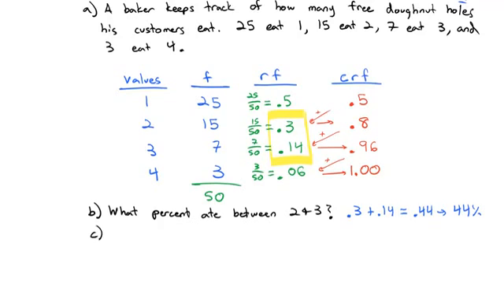How about what percent ate more than 3? Well, I'll highlight in pink, more than 3 just means 4, so that must be this last entry of 0.06. And so we can say 0.06 or 6%.